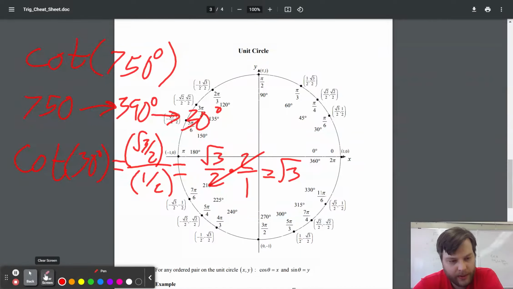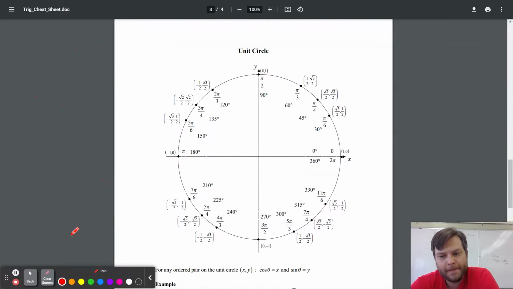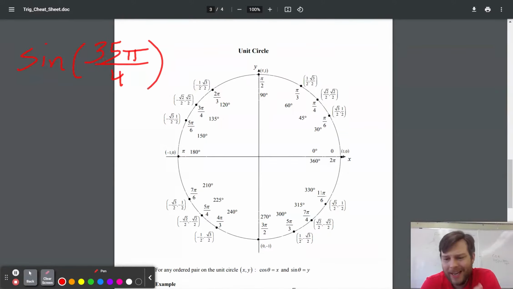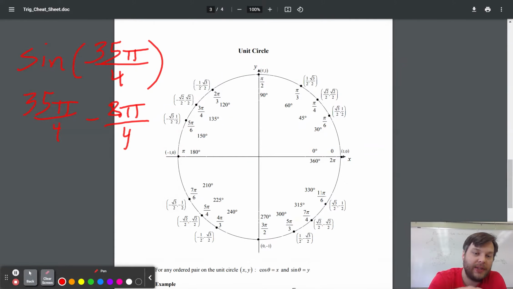For one last example here, let's just do sine of a very large angle in radians. Same strategy. Let's say that I have the sine of 35 pi over 4. I can subtract 2 pi as many times as I want. So if I take 35 pi over 4 and I subtract 2 pi, common denominator means I'm actually subtracting 8 from the numerator every time. So I can just write this out as a string. All I'm doing is subtracting 8 pi over 4 because that's a full circle.